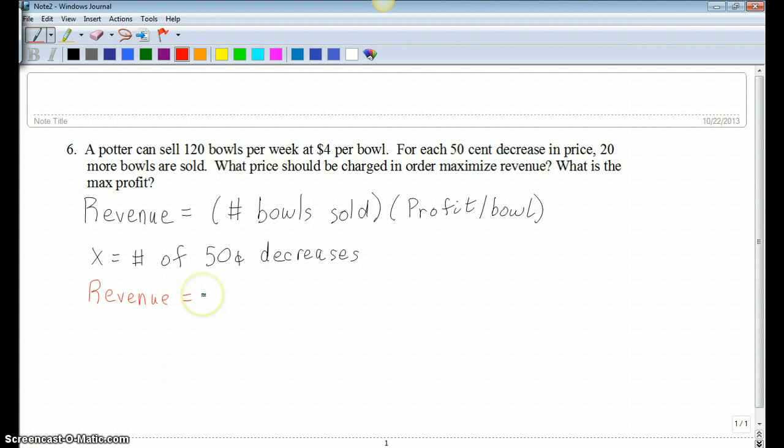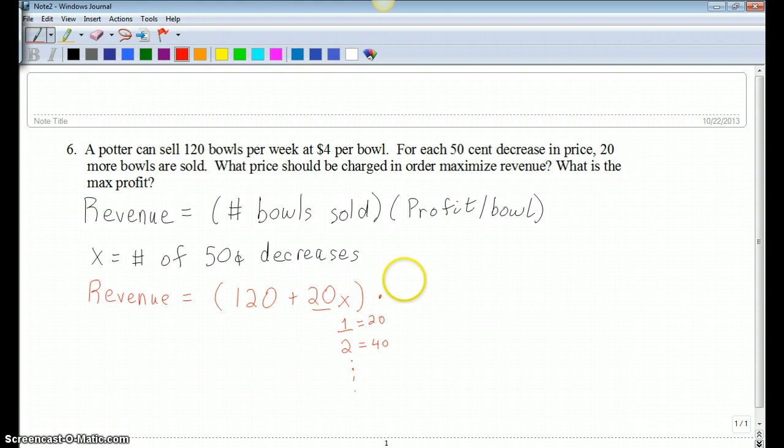Our new revenue equation, the number of bowls sold with respect to X, is going to be, well, we know we're going to start with 120, but for every X decrease, we're actually going to sell 20 more. So that's represented as 20X. So if we go one 50 cent decrease, we're going to sell 20 more bowls. If we go 2 X's, we're going to sell 40 more. Right, and so on and so forth.